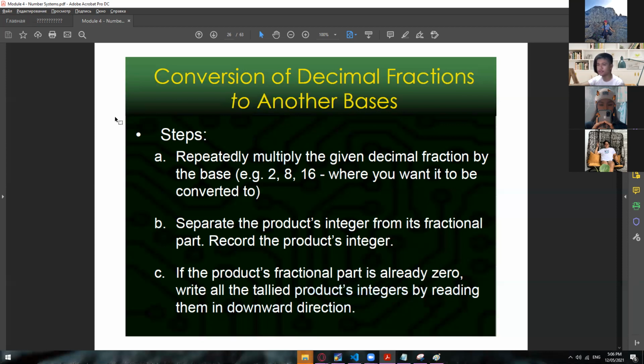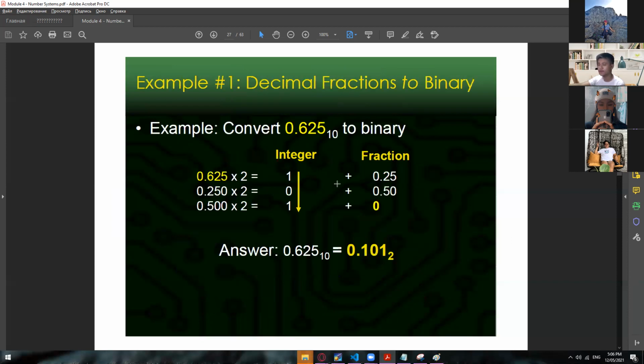Anyway, for you to be able to appreciate this one, let me just apply this into our next example, which is this one. So convert 0.625 base 10 to binary. So it is asking us to convert this fraction decimal into binary. So our multiplier will be 2. Okay, so starting from here, 0.625 times 2 will give you 1.25. So again, just separate those two. So in here we have the integer, and then in here we have the fraction part.